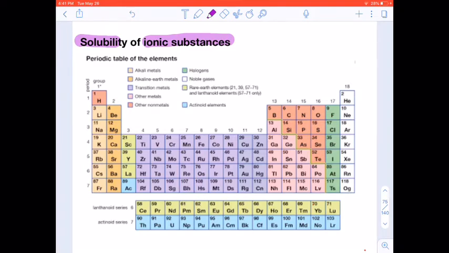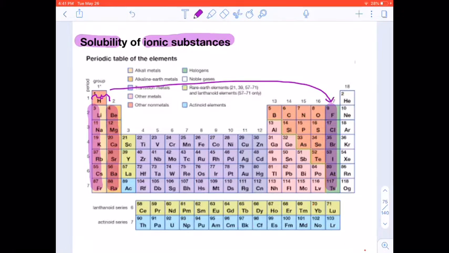So let's revise some of the group names. We know that this group is alkali metals. Group 2 is alkali earth metals, right? And then we have group 7, which is halogens. And if we have these groups, any of these metals reacting with the halogens, we get halides.